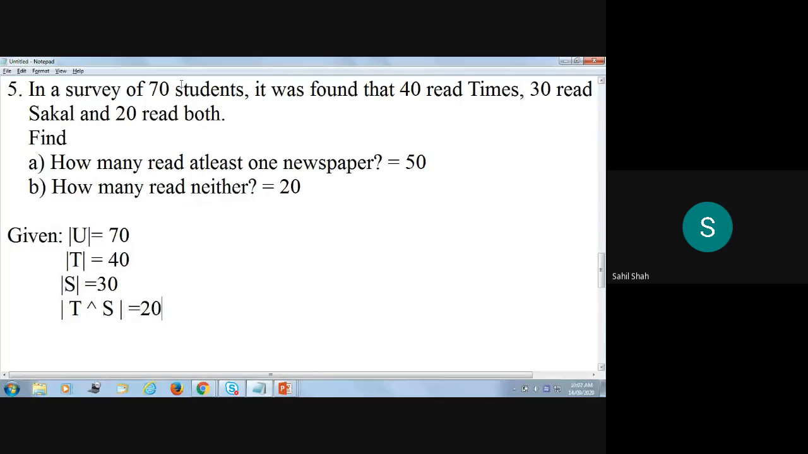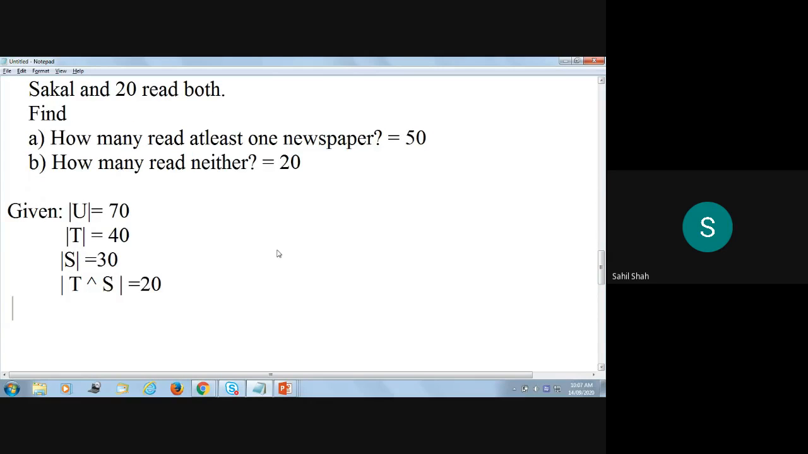What is asked? How many read at least one newspaper? I have already told you. What is the meaning of at least? At least one or many. Minimum one. That is the meaning of at least. Whenever there is usage of at least, you will be using union. So we have been asked to compute T union S. This is asked for part A.